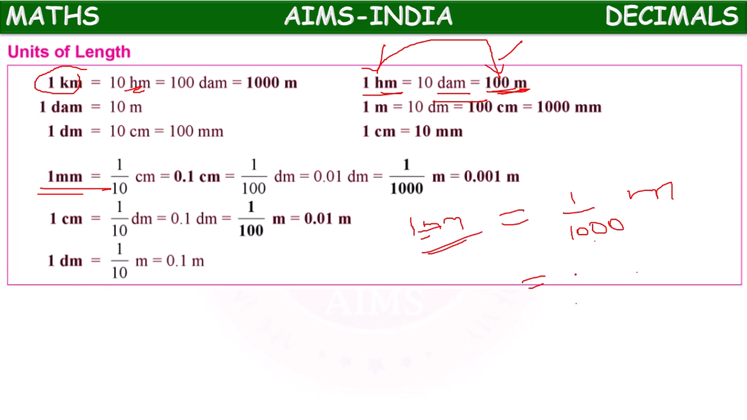1 by 1000 means 0.001 meter, because here we have 3 zeros. So that's why we will be having 3 decimal places. If we remove 1000, we have to keep the point after 3 decimal places because of 3 zeros. So 1 millimeter can be written as 0.001 meter.